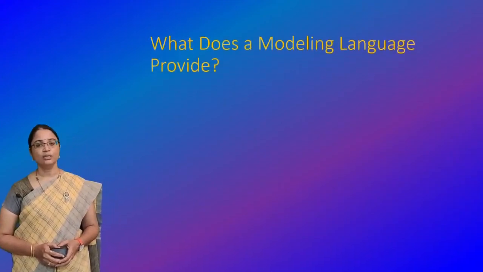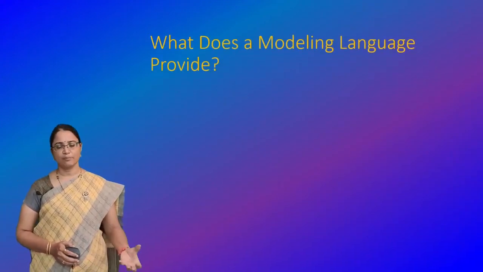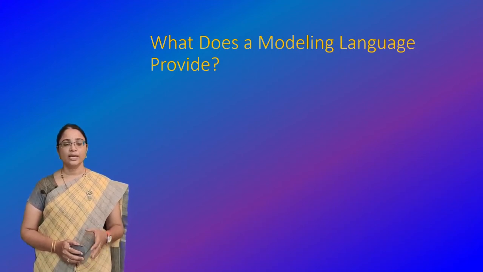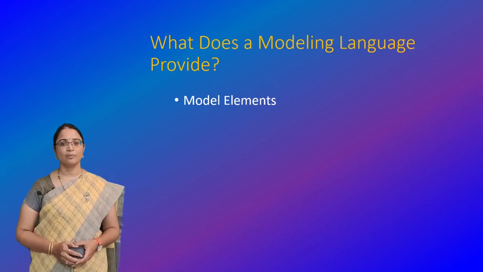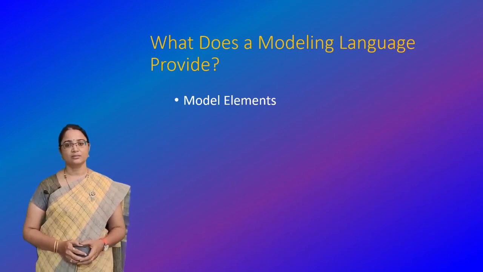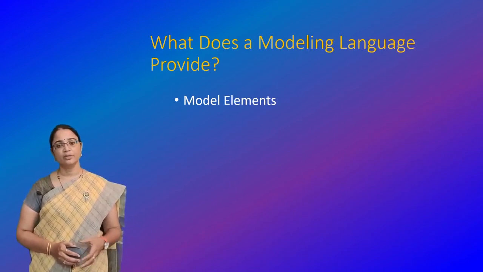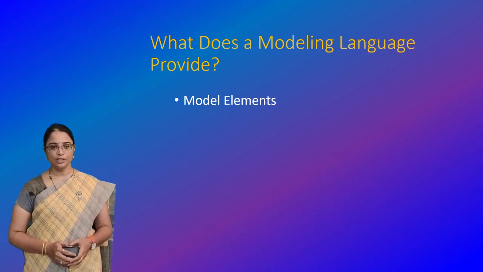So what does a modeling language provide? So what are the main things that a modeling language can provide? It means first one is it can provide elements which are used to model. Here also the UML can provide concepts and semantics, so that it will be easy to develop the models in the UML.